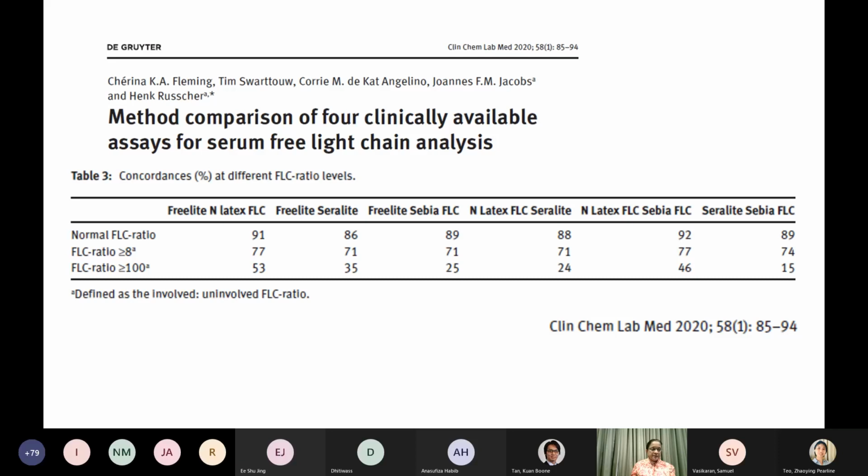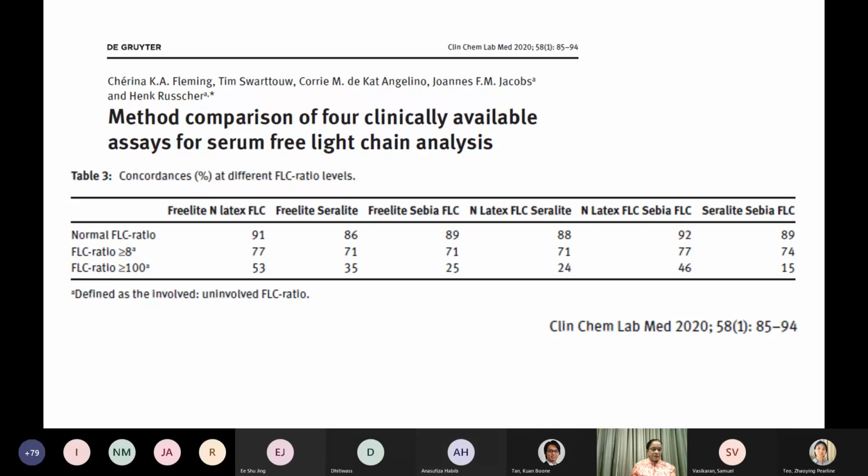Several studies highlighted a poor agreement between these different assays, especially in patients with multiple myeloma. The recent study published in CCLM journal in 2020, comparing the 4 currently available methods, showed overall good concordance for samples with free light chain ratios closer to the normal. As you can see, if we consider normal free light chain ratio, the concordance between different assays is pretty good.